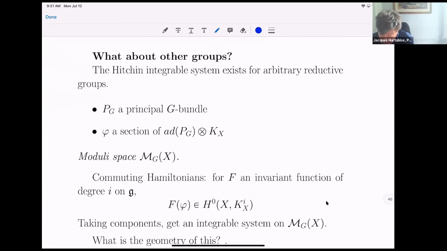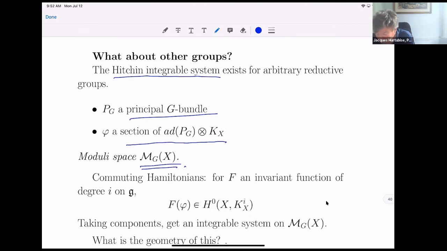So just to emphasize, there are some cases where these things occur. So you can get the Hitchin integrable system, and you can get it for arbitrary groups, basically. So you've got a pair consisting of a principal bundle, and then a section of the adjoint bundle tensored with the canonical bundle. And then there's a stability condition. And you're going to get a moduli space M sub G of X.